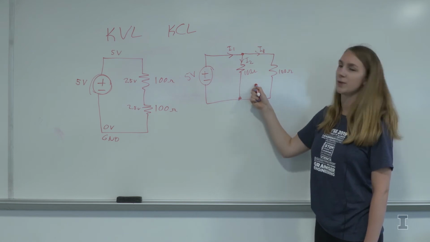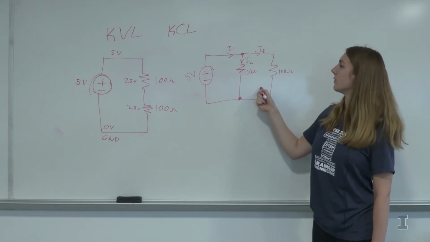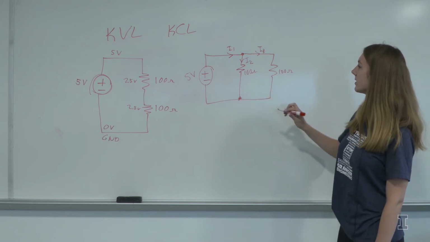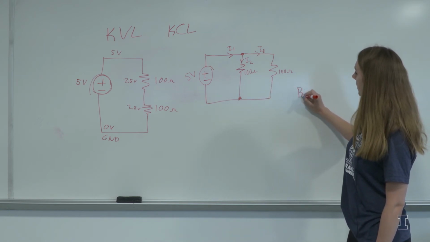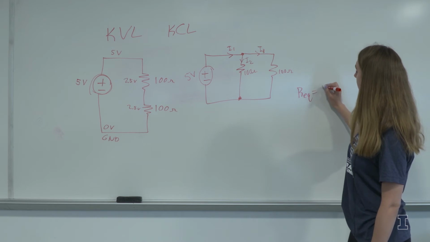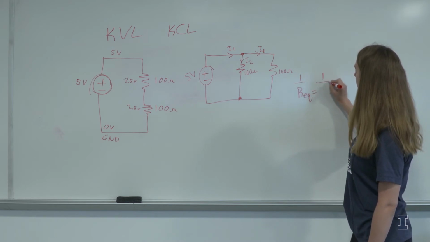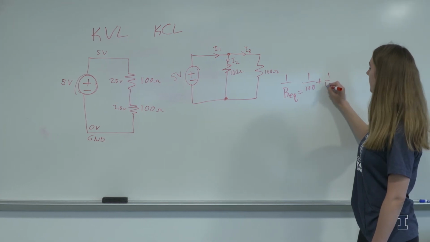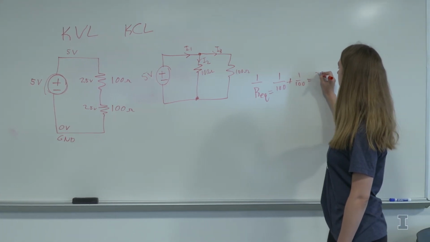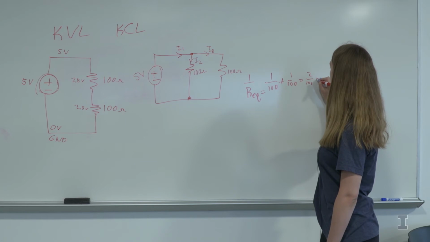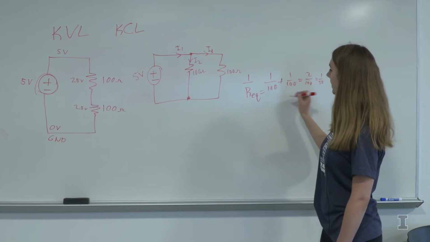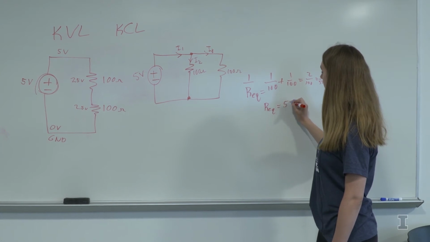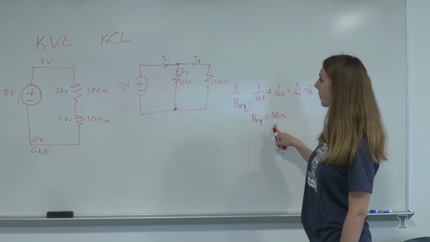So first we have to calculate what the equivalent resistance is. And as you learned with parallel resistors, your equivalent resistance is going to be equal to 1 over the first resistor plus 1 over the second resistor. So that's 2 over 100, which is 1 over 50. So you get R equivalent is equal to 50 ohms.